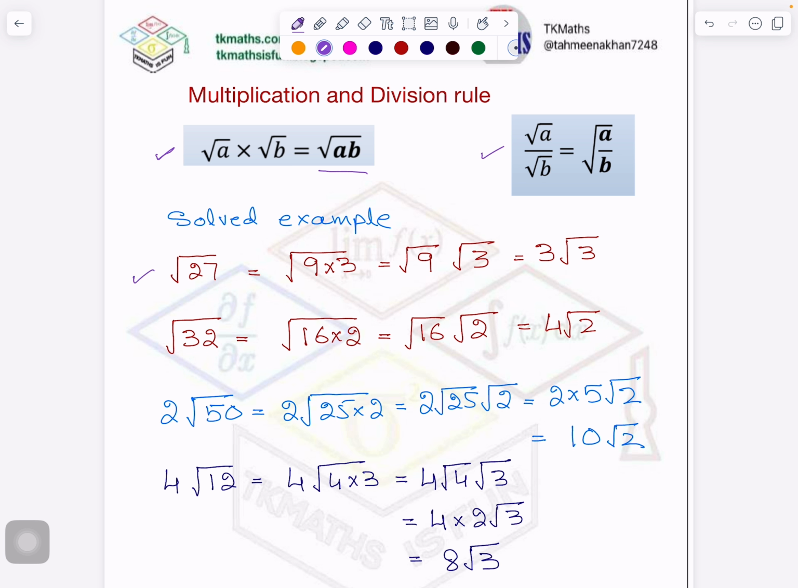Root 27. Now you need to have strong tables in this case. So 9 3s are 27 and root 9 is equal to 3. So this is how we can simplify it. Root 32. 16 times 2 is 32. You can split it into two separate surds. And root 16 is equal to 4, so it becomes 4 times root 2.